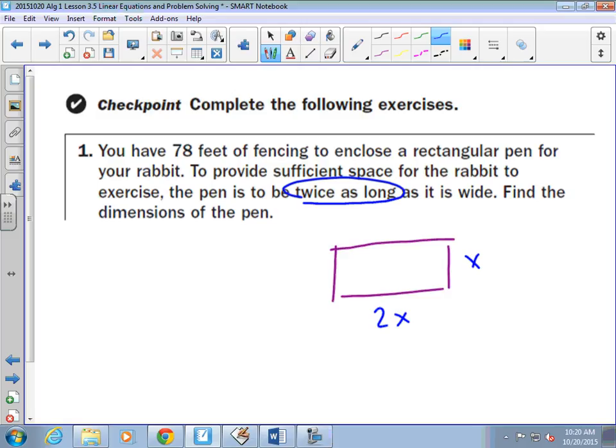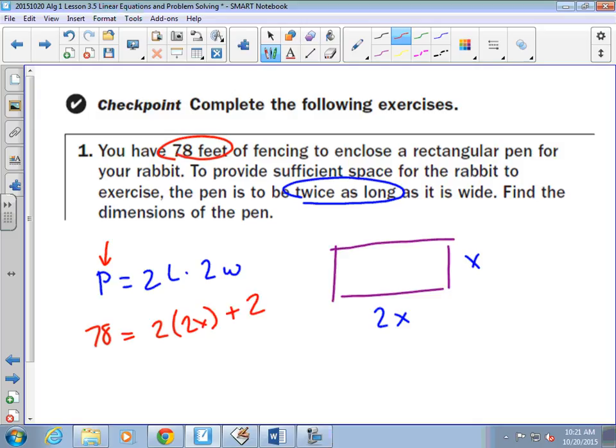You got to understand that. If you don't understand that, come see me after class, and I'll get you some tutoring. So your perimeter, P, is equal to 2 length plus 2 width. Perimeter, we know, is 78. That's all we got. So in place of perimeter, 78 equals 2 times your length. What is our length according to the picture? 2x. Plus 2 times the width.